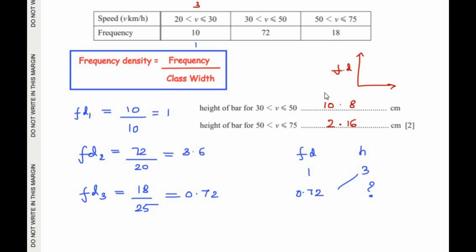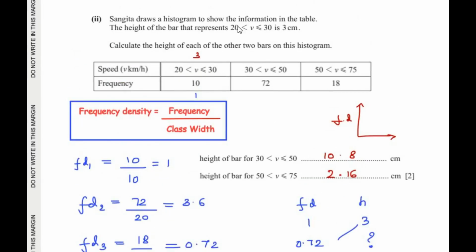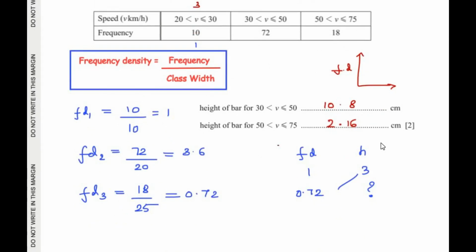2.16. So to find out the answer for these kind of questions where height is given, make use of the formula for frequency density and use this kind of relationship, that is cross multiplication method, to find out the values.